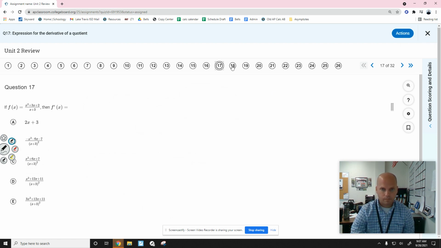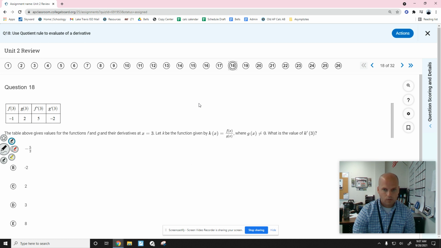Quotient rule. All right, what is k prime of 3? K is f over g. Notation matters: f over g, a function divided by a function. If you want to take the derivative, you've got to use the quotient rule. This is a table problem that we've been practicing. Derivative of the top times the bottom, minus the derivative of the bottom times the top, all over the bottom squared.